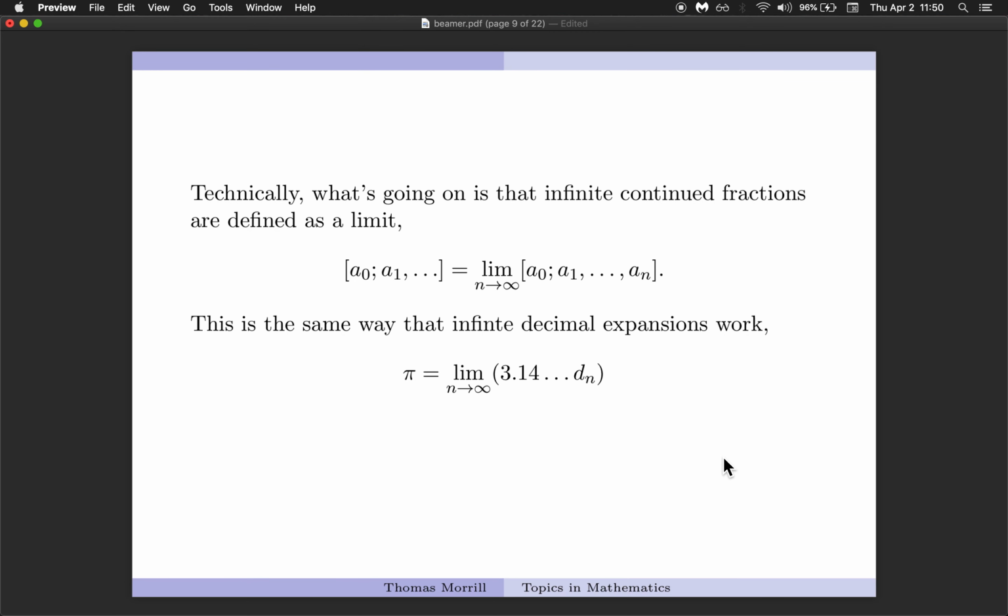Now, I do need to clarify what I mean by these infinite continued fractions. Technically, I'm only able to evaluate finite continued fractions. I would write out my formula and try to condense it all down into a single numerator divided by a single denominator. That'll always get me some rational number if it's a finite expansion. And then my infinite continued fraction is just the limit of those, if that limit exists.